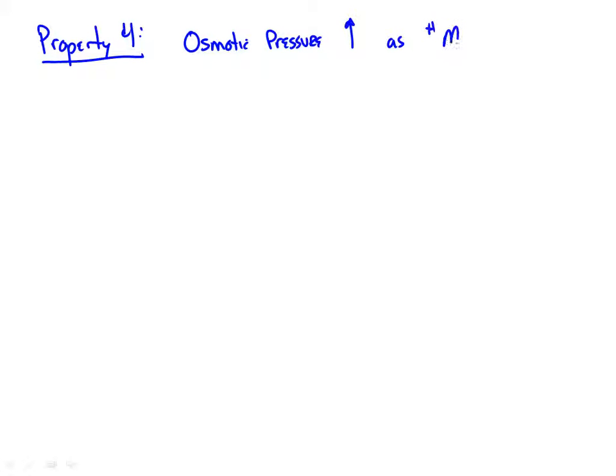Okay, property 4 is one you guys have all heard of. You just may not have known it as a colligative property. And I shouldn't say everyone's had this, but if you've had biology classes, you've generally come across it. It's called osmotic pressure. And so the osmotic pressure increases as the number of molecules or the number of atoms dissolved increases.